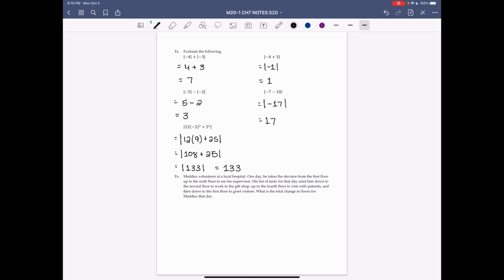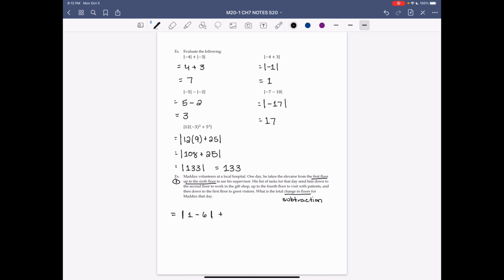Because we're in the absolute value unit, we want to write an absolute value equation to solve this problem. We want to know the change in floors. When we want to know the change in something, that is subtraction. So we're going to be using subtraction, and we also want to use absolute value. Let's break this into each floor change. He starts from the first floor and goes to the 6th floor. That would be our first absolute value. From floor number 1, subtract to floor number 6. So his starting location minus his ending location.